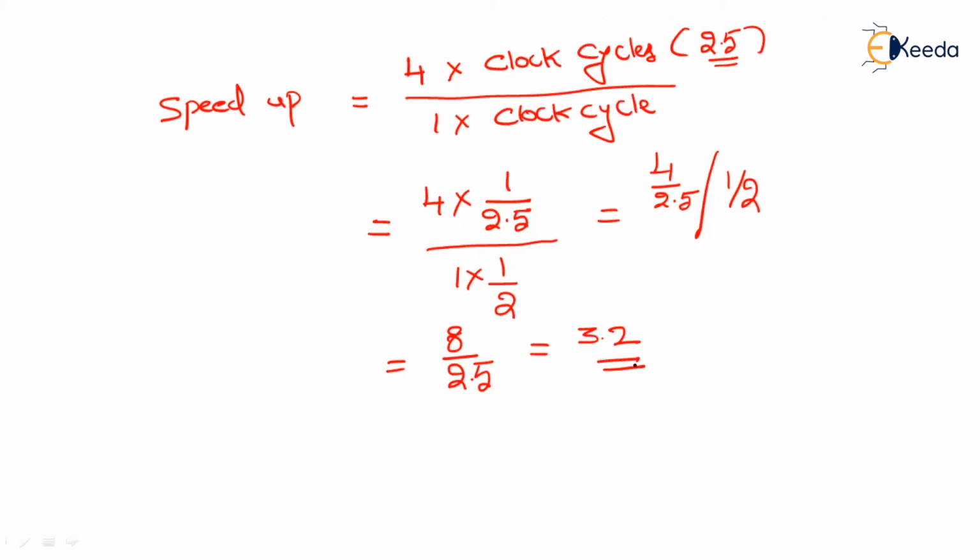This is the answer. Speed up is equal to the number of clock cycles that are required for one instruction in a non-pipeline processor over the number of clock cycles that are required for one instruction in the pipeline processor. This 4 must be multiplied with the clock period. The clock rate is given in frequency. Frequency is 1 by T, right? So 4 into 1 by 2.5, 1 into 1 by 2. That is equal to 8 by 2.5. That is equal to 3.2, which is the correct option and answer.